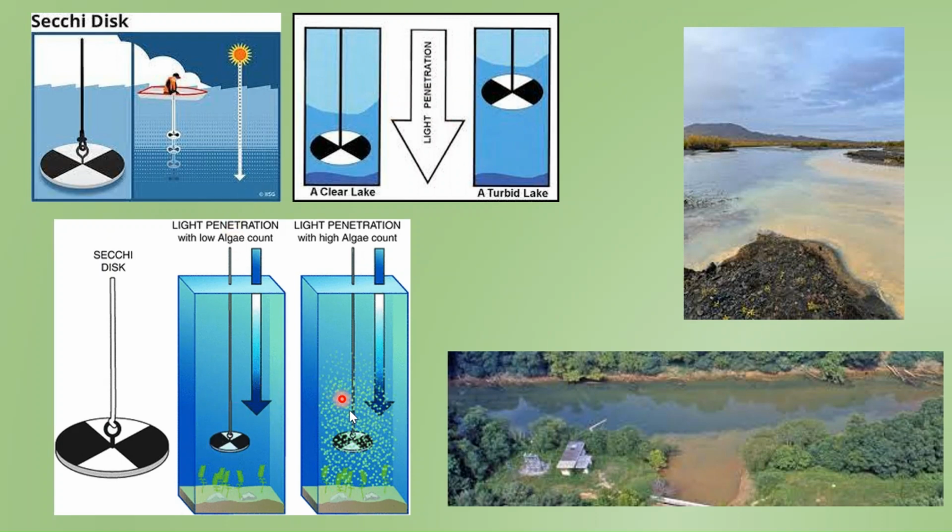Here we again have two examples. Here we have a low algal count and more light penetration, and here we have a high algal count with less light penetration. So the depth up to which we can see the Secchi disk is more in this case and less in this particular one.